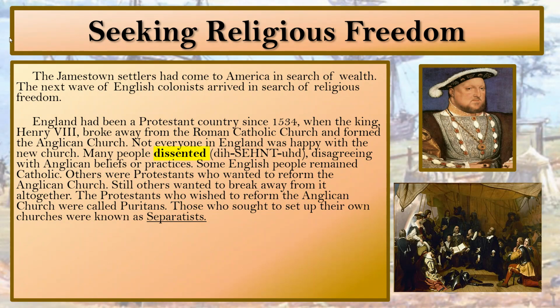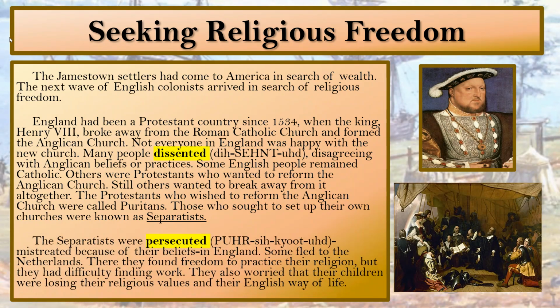The Protestants who wished to reform the Anglican Church were called Puritans. Those who sought to set up their own churches were known as separatists. The separatists were persecuted, mistreated because of their beliefs in England. Some fled to the Netherlands. There they found freedom to practice their religion, but they had difficulty finding work. They also worried that their children were losing their religious values and their English way of life.